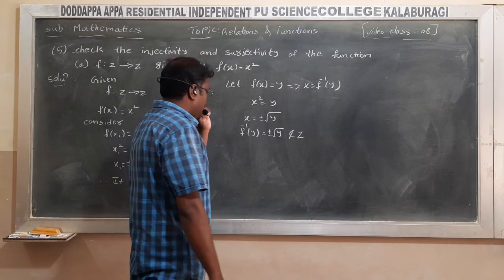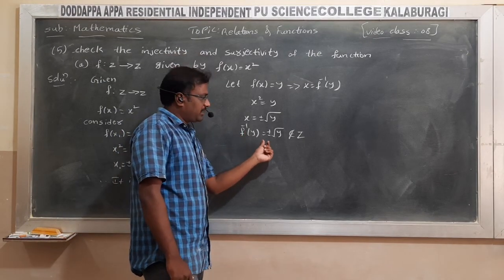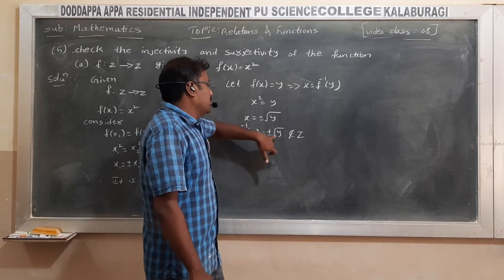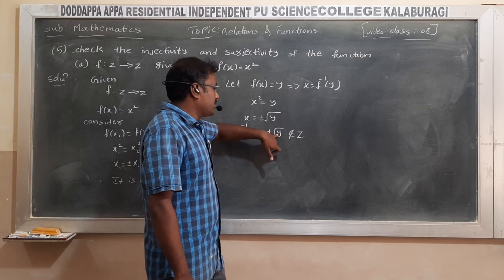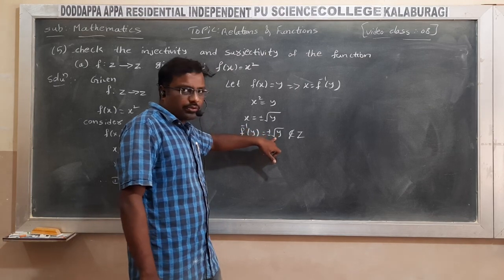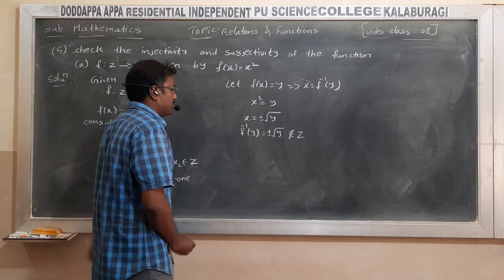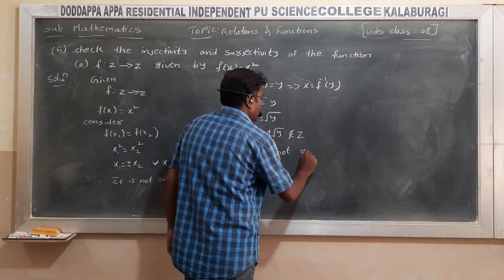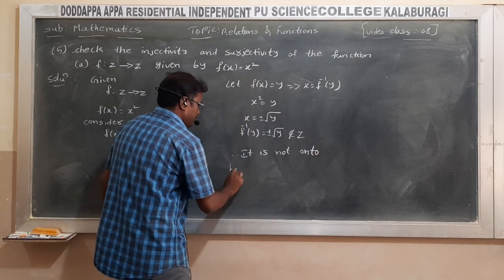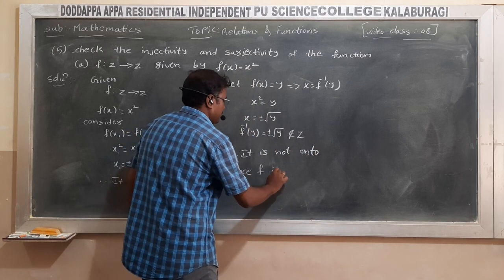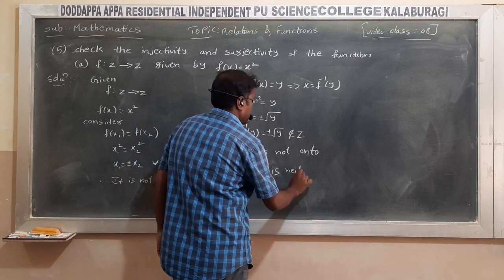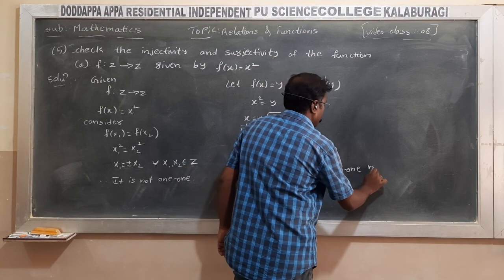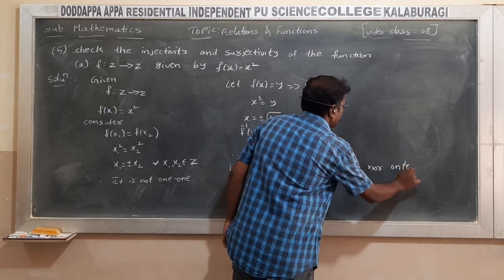Okay, so here we get f inverse of y equal to plus or minus root y, but it does not belong to the integers, because if you take y equal to 2, we get root 2. Root 2 is not an integer, so therefore it is not onto. Hence f is neither one-one nor onto.